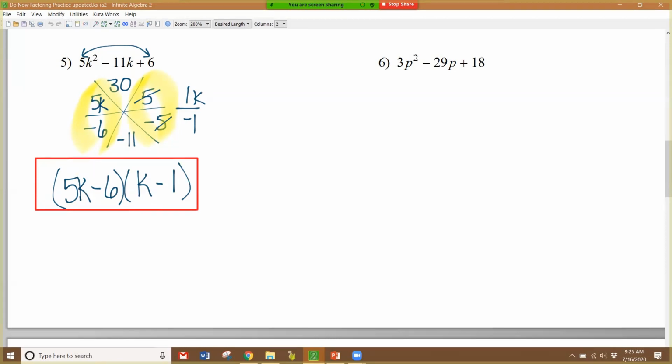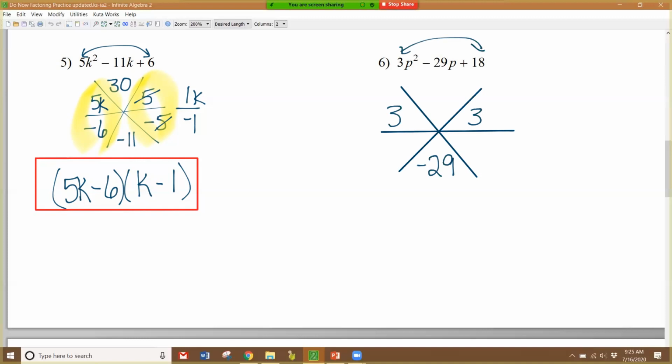And then the last one, again, three terms, no greatest common factor. So I'm going to use my asterisk. 3 goes top left, top right. B goes in the bottom middle, so negative 29 in the bottom middle. And be careful, the top middle, you're going to multiply A times C, 3 times 18, which is 54.